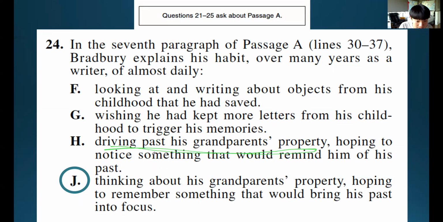So that's not the correct answer. It's thinking about his grandparents' property. It's not actually driving. That choice infers that he's actually driving past his grandparents' property, but really it's saying his recollection, which is kind of thinking about his grandparents' property. And the other two aren't really about his grandparents' property, so these two are the two that you should be looking at if you were ruling out two answers.